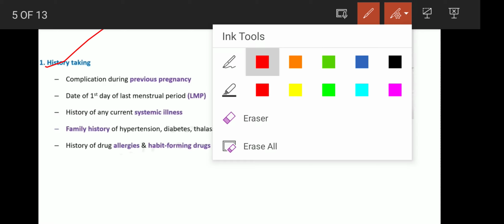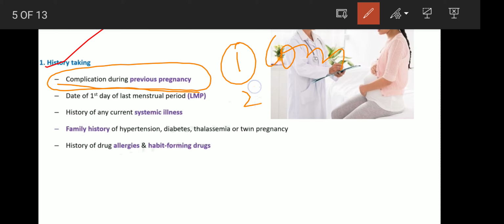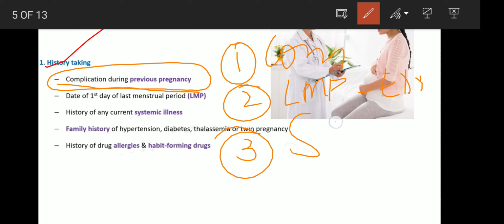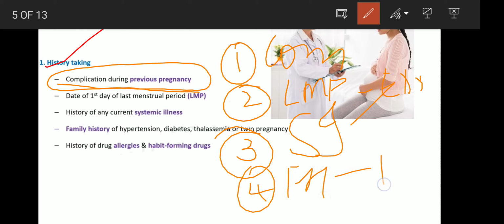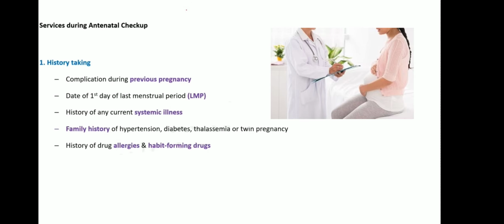So let us summarize history taking again, guys. Complications during previous pregnancy have to be inquired. Second, we have to ask the last menstrual period and calculate the EDD. You can write how we calculate the EDD in the next point. Lastly, systemic illnesses and family history: if the mother has HT, diabetes mellitus, asthma and so on. Fifth, history of drug allergy and habit forming drugs. So this was about the history taking.